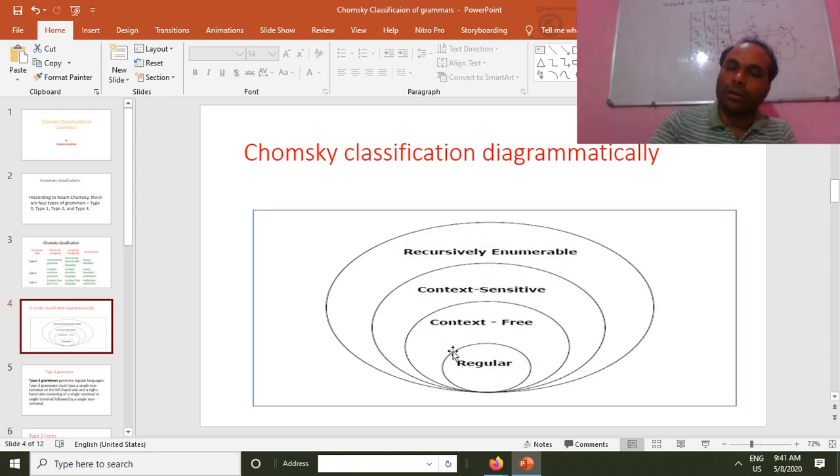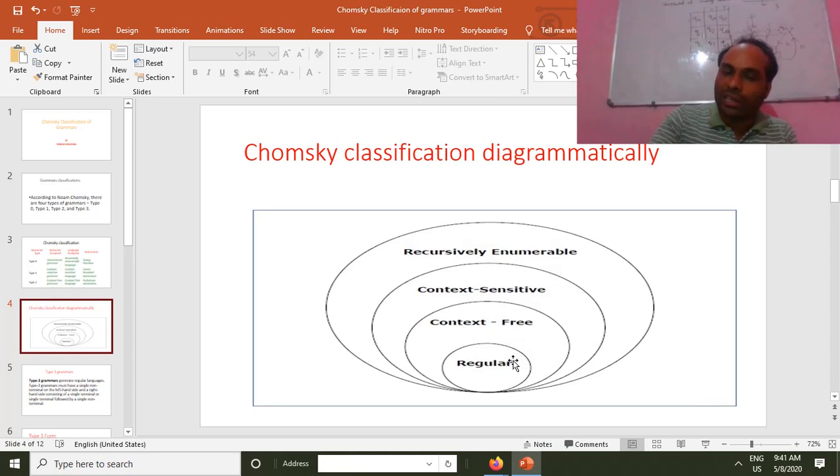If you are talking about context sensitive, it may be regular or context free, but it may not be recursively enumerable. And if you are talking about context free, all the regular languages are context free, but the reverse is not possible.